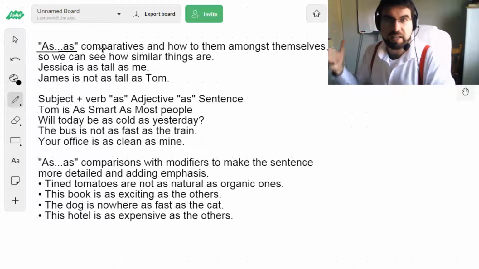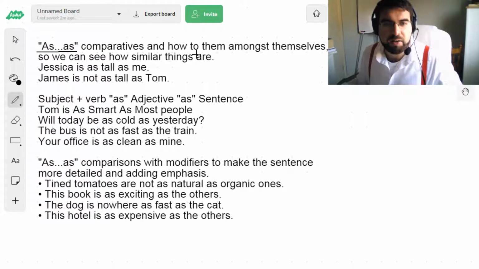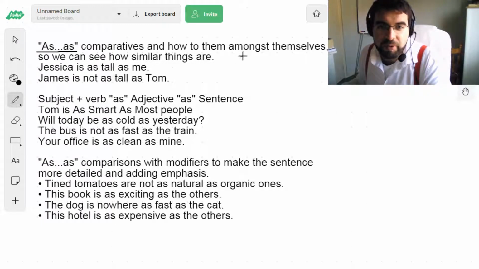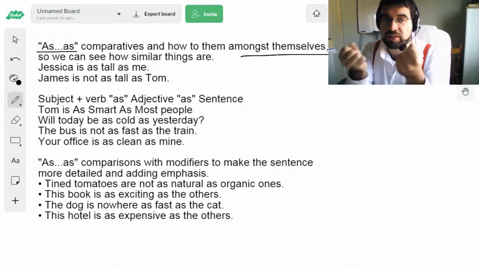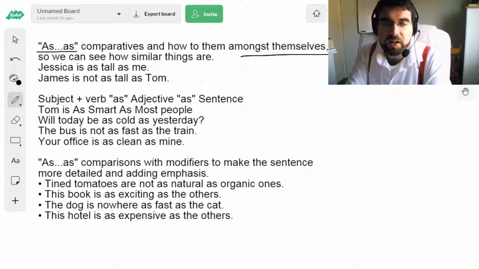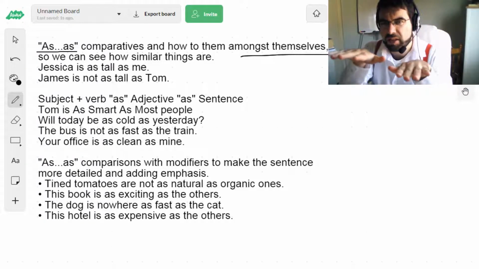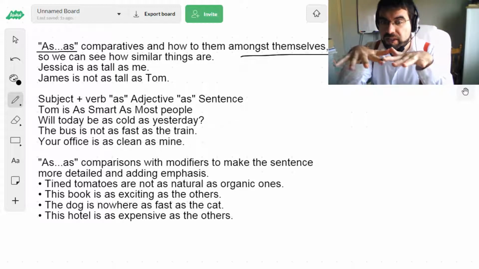Let's have a look today at "as... as" comparatives, and how to compare things amongst themselves, so we can see how similar, how like for like something is.